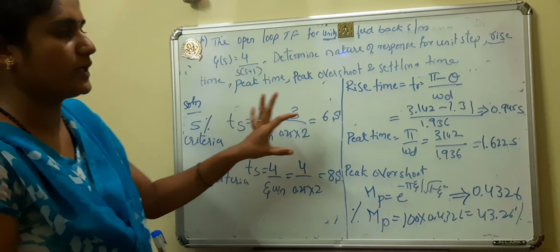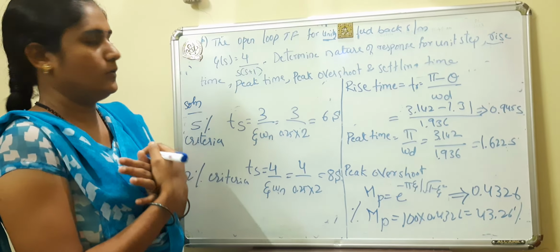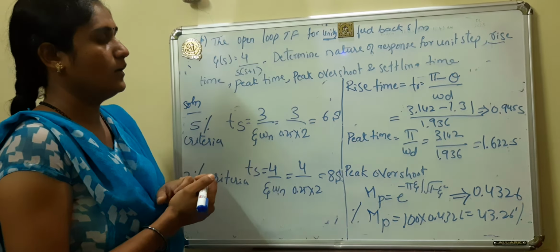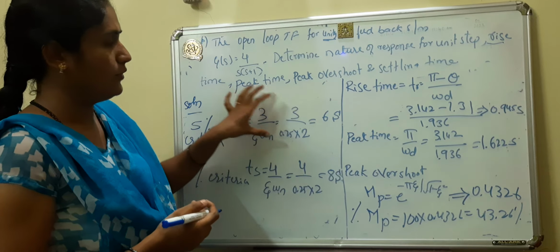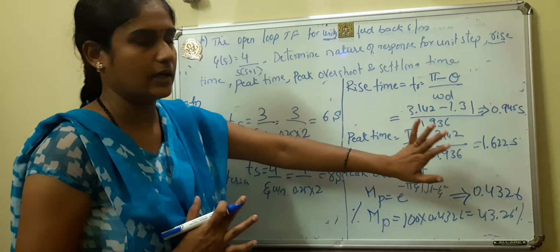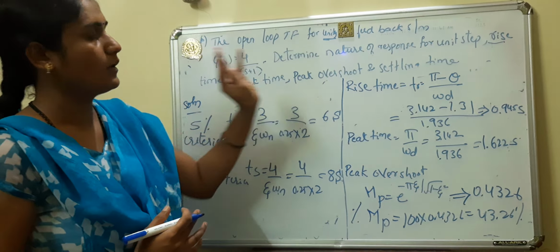All this we have to express in terms of seconds because time will be expressed in terms of seconds. Okay, hope you will understand. Only the direct formulas are there. We have to calculate theta, omega d, omega n, zeta. After that, directly apply to the formulas. Okay, thank you.